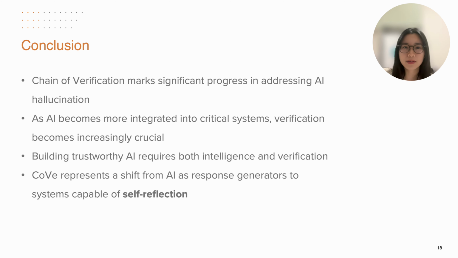The chain of verification method marks significant progress in addressing one of AI's most pressing challenges, ensuring factual accuracy. As AI systems become more integrated into everyday life, the demand for dependable, fact-based outputs continues to grow. Building trustworthy AI requires both intelligence and verification capabilities. Chain of verification represents an important shift in how we think about AI systems, not just as response generators, but as systems capable of self-reflection and verification. This approach shows that with proper design, AI systems can be made significantly more reliable and trustworthy.